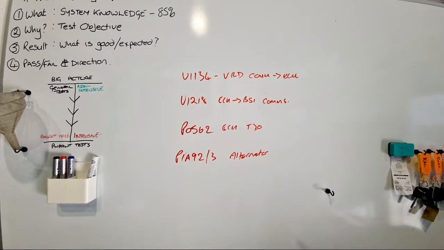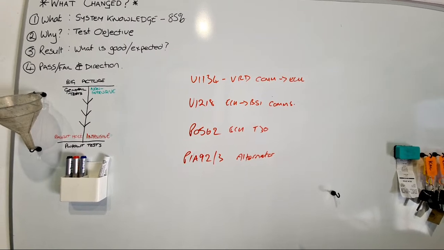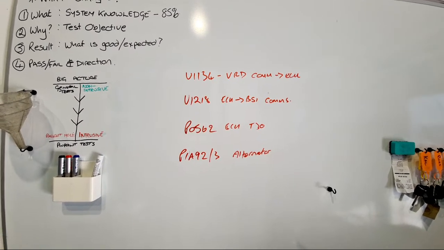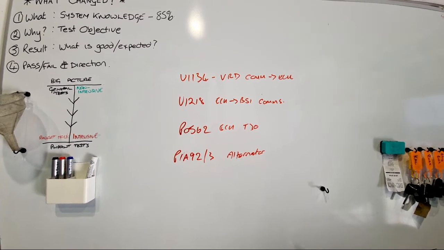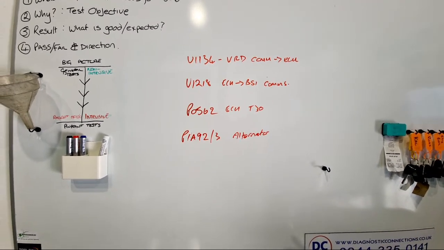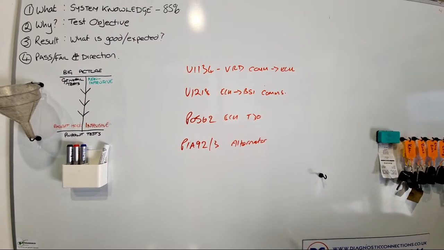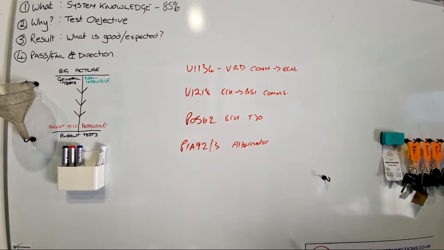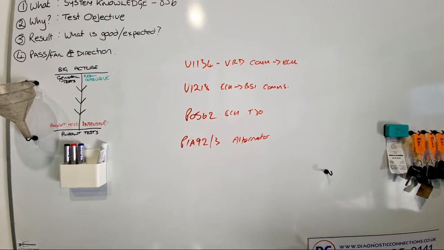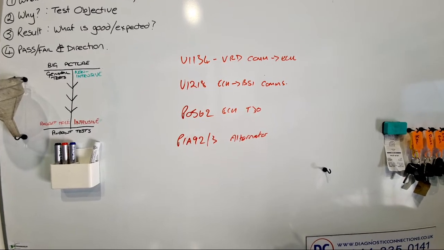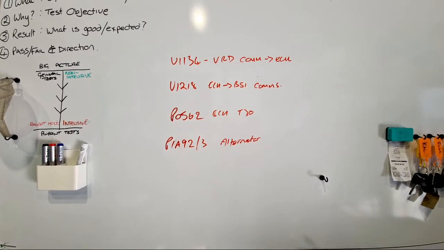U1134, voltage retaining device, communication to the ECU. LIN fault, there's a software update for that. We've got U1218, ECU to BSI communication. We've got P0562, ECU power supply low. And the freeze frame data for that is showing me that the engine ECU is only receiving 10.5 volts. And then we've also got P1A92 and P1A93 reversible alternator faults.